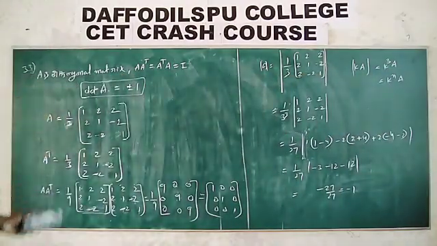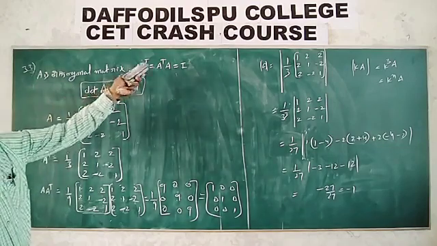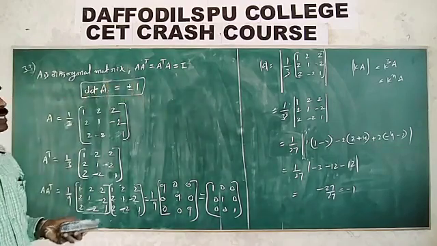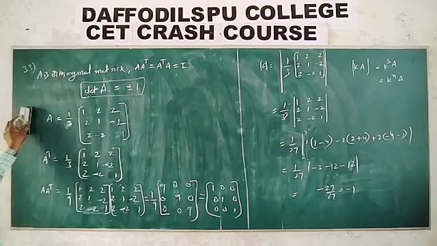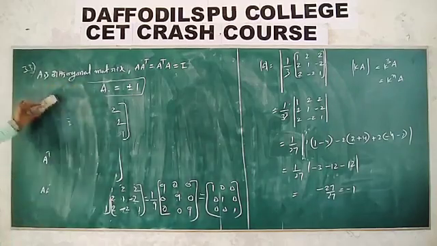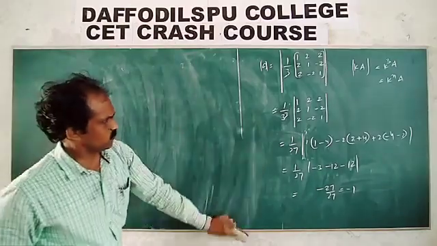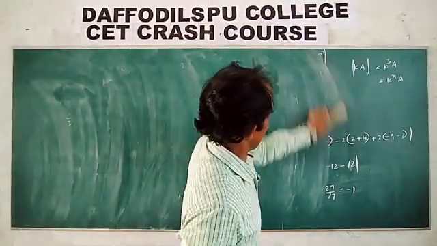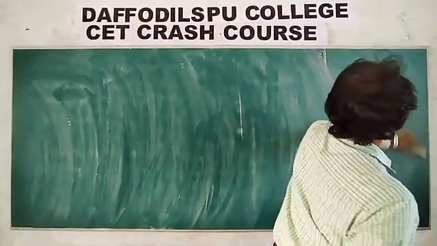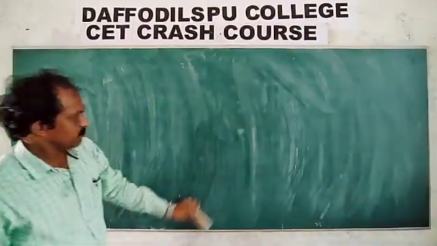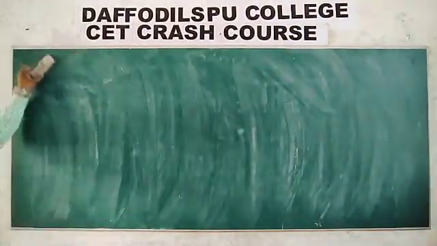So this is the conceptual bit. For an orthogonal matrix, A transpose A is equal to I. Then the determinant is equal to plus or minus 1. Right.